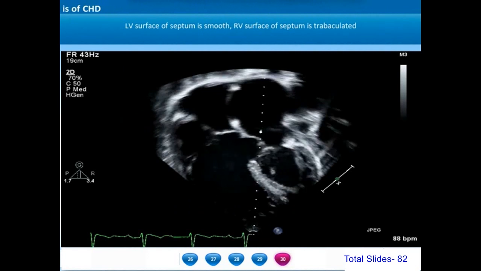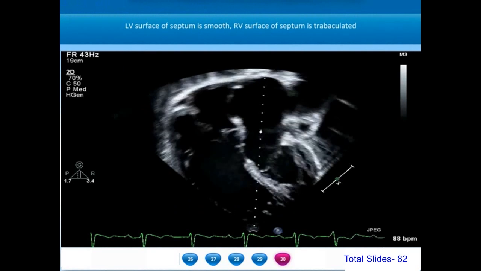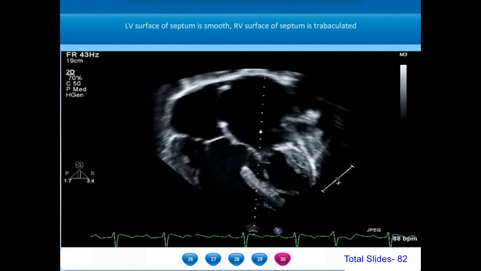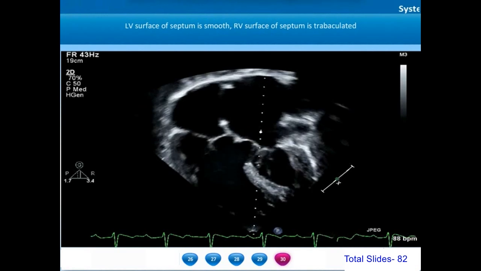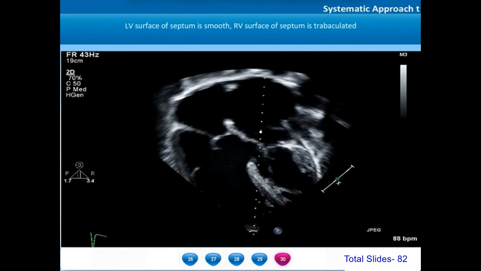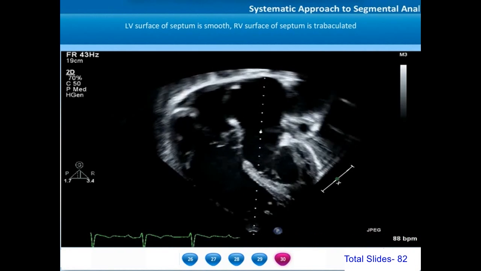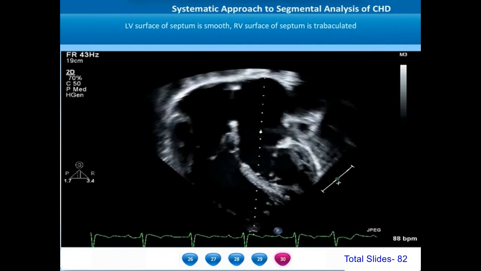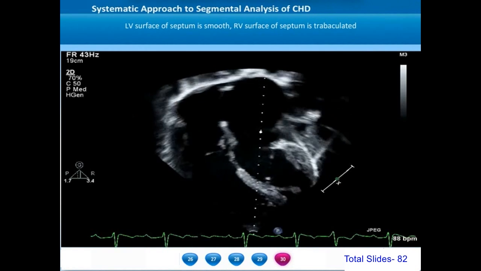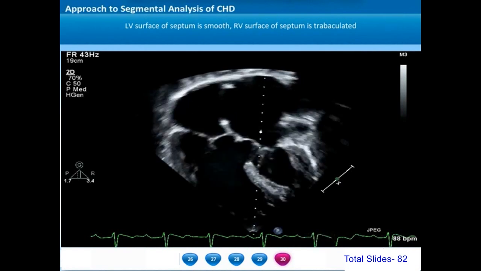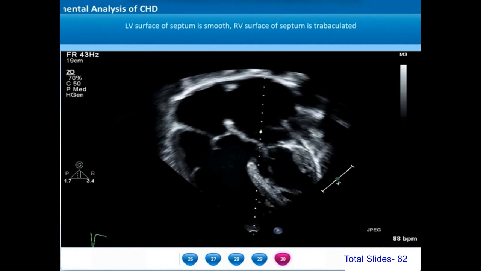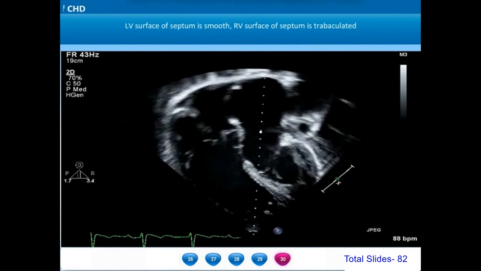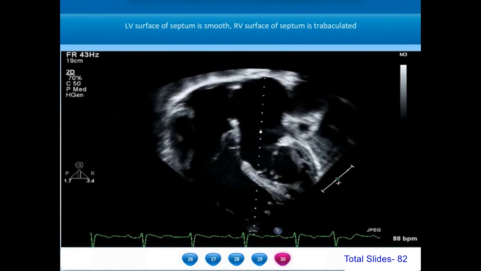The first point in differentiating between right and the left ventricle will be to identify the smoother surface of one of the ventricles. We need to appreciate the smoother or the coarse nature of the trabeculae from the interventricular septum and not from the free wall of the ventricles.